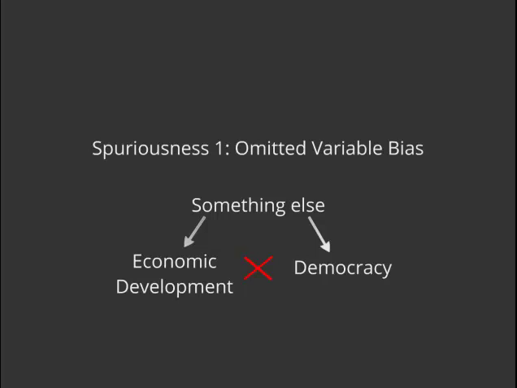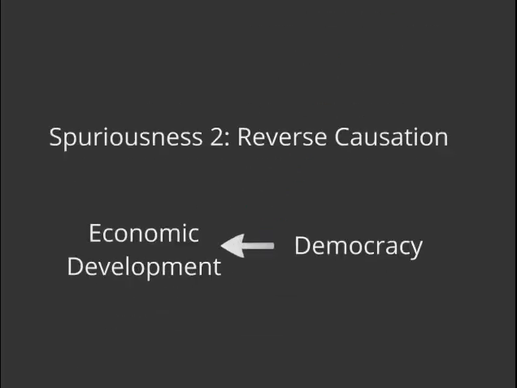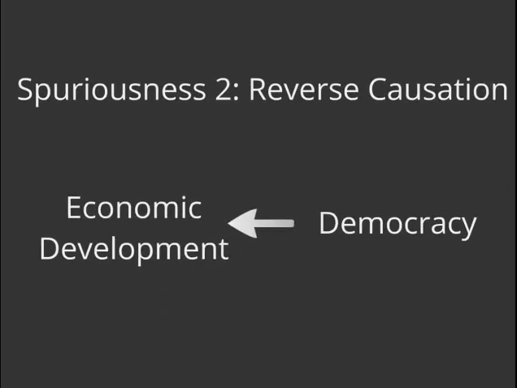Another reason that correlation does not prove causation is the problem of reverse causation. And this is basically the problem of the relationship being exactly the opposite of what we expect. So instead of the independent variable leading to the dependent variable, the dependent variable is actually leading to the independent variable. So for us, that means instead of economic development causing democracy, democracy is actually causing economic prosperity. We try to get around these factors by controlling for them.